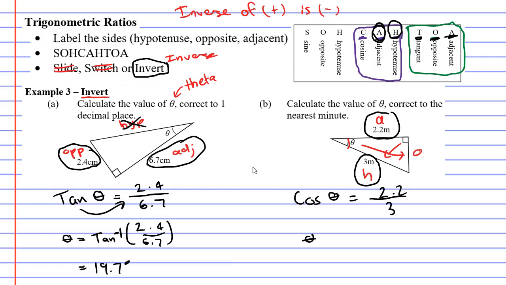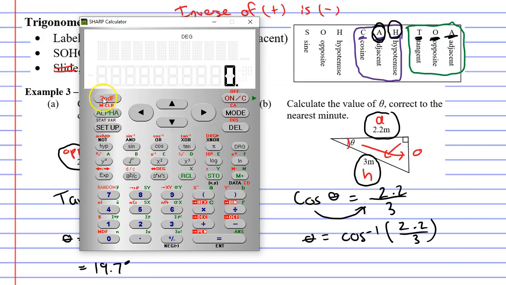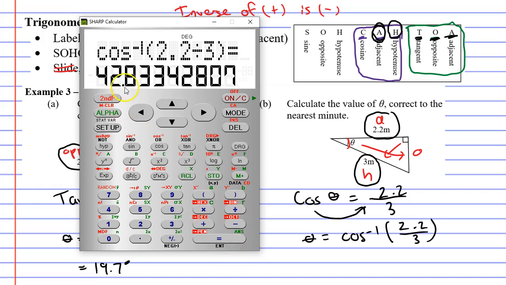Now, if we want to find theta, or the angle, we need to bring cos to the other side. But in order to do that, you need to use what is known as inverse cos, cos to the -1, and making sure that your fraction goes in brackets. Like I said before, this is really important. If you don't do it, it can really throw off your solution. So, cos inverse, second function cos, and we get cos with a -1, making sure we put our brackets in, 2.2 divide 3, you can use the fraction button as well if you want, equals, and we get 42.83342, so on.